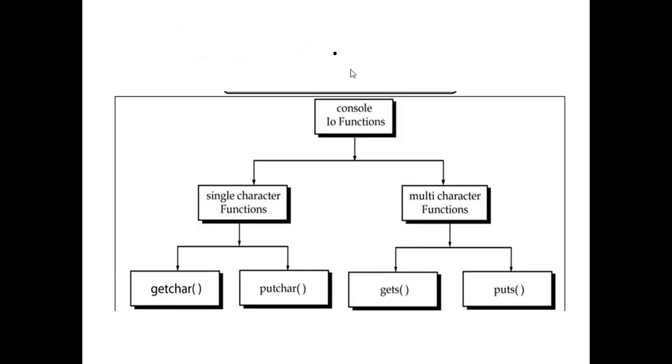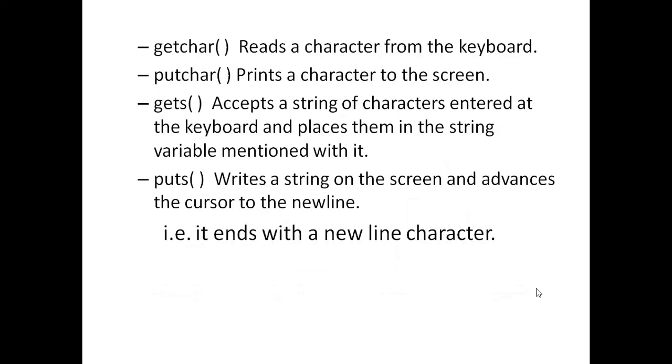Here is the diagram that shows the different types of functions. Console input output functions are of two types. One is single character functions, the other is multi-character functions. For single character functions we use getChar and putChar, and for multi-character functions we use getS and putS. They are called console IO functions.